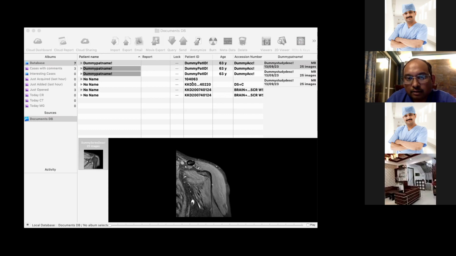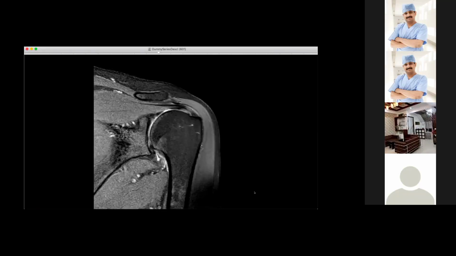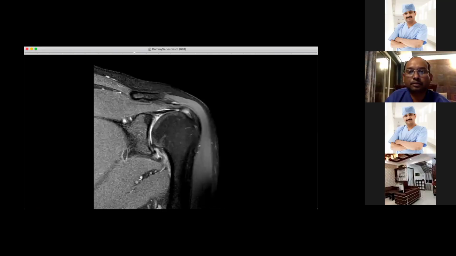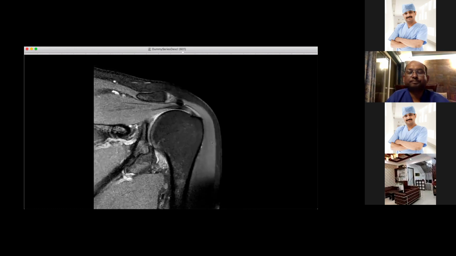Excuse me, Amit. Your screen and our screen are not matching. We are seeing an Excel sheet, the document. Okay, now we can see. Yes, now we can see. Okay?